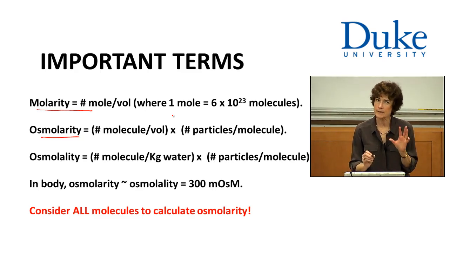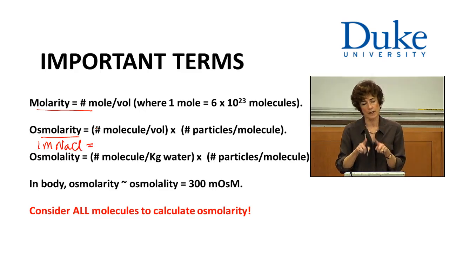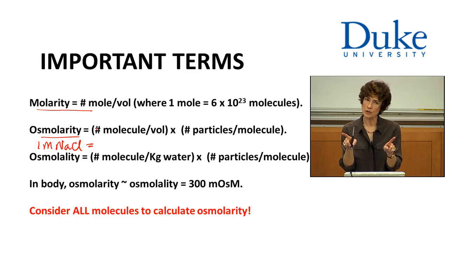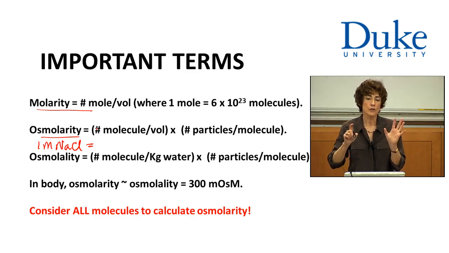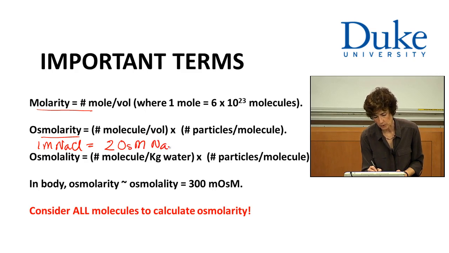Okay, so let's think about this. So we have a solution where we have a 1 molar solution of sodium chloride, and in a 1 molar solution of sodium chloride, the sodium and the chloride dissociate into 2 particles. So those 2 particles then means that we will have a 2 osmolar solution of sodium chloride.